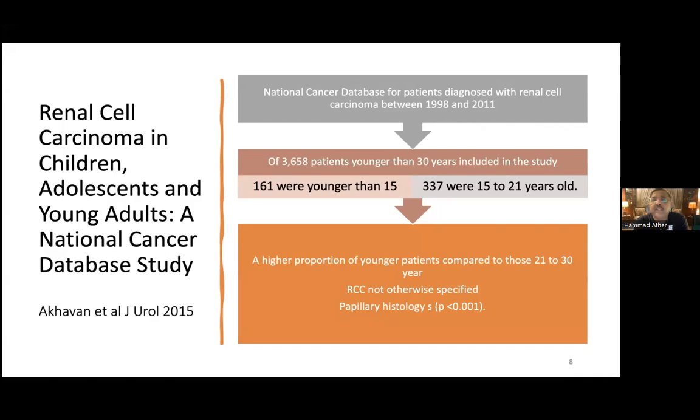And those who are between 15 and 21 years, 337 cases. The rest were older than 21 years of age, but younger than 30 years of age, and they were over 3,000. So majority of renal cell cancers are detected and treated among younger adults between 20 and 30 years. There's a higher proportion of younger patients compared to those of 21 to 30 years age group who had RCC of unspecified type and papillary histology.